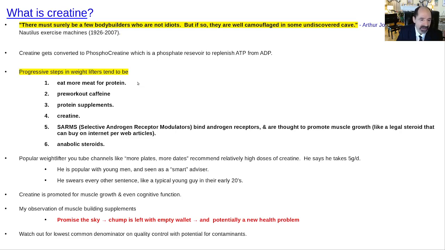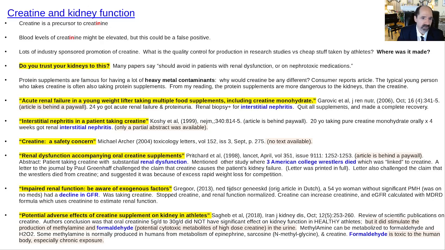Okay, so what's my big observation with muscle building supplements? They promise the sky. We'll make you bigger, stronger, faster, smarter. Everything gets better. And a couple months or a year later, you've got a chump with an empty wallet and potentially a new health problem. Because like I said, quite often you don't know where these things are made. A lot of times they don't even tell you what country. There isn't the same quality control for these as there is for medications, and even with medications you'd want more quality control. Okay, well, real quick, let's go through some of the articles.